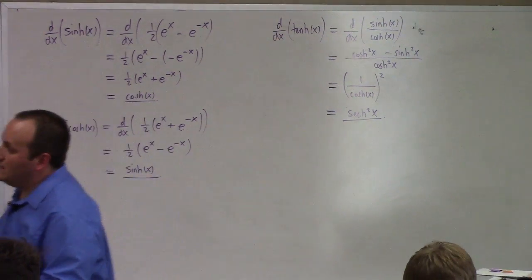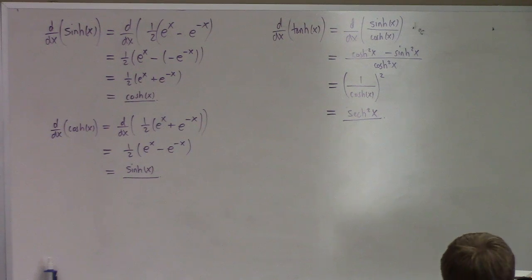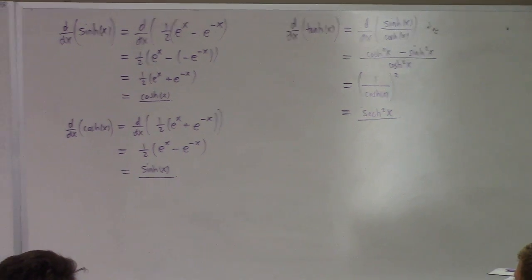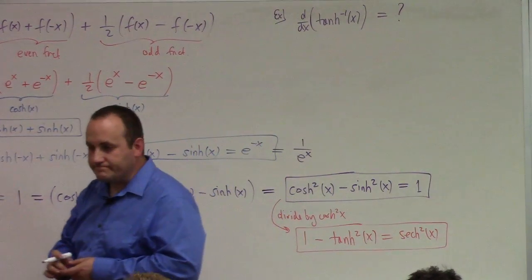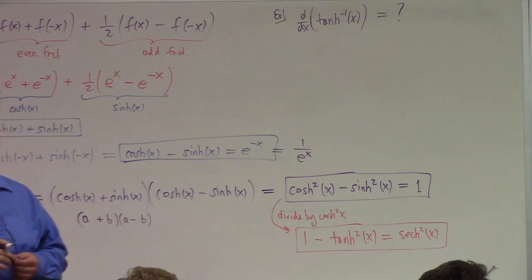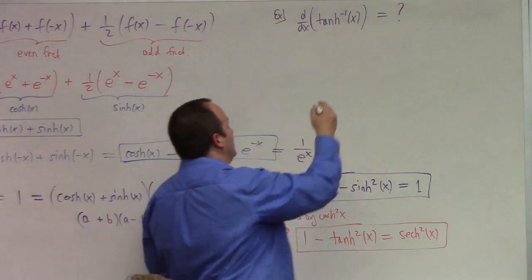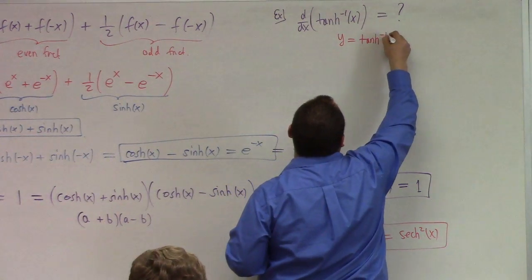Now, I need to do an example for the derivative of inverse hyperbolic tangent, much like we did inverse tangent earlier. So what if you want to differentiate inverse hyperbolic tangent? How would you do that? Start with some name calling. Don't worry, it's the kind that's allowed in your house. y equals inverse hyperbolic tangent of x.